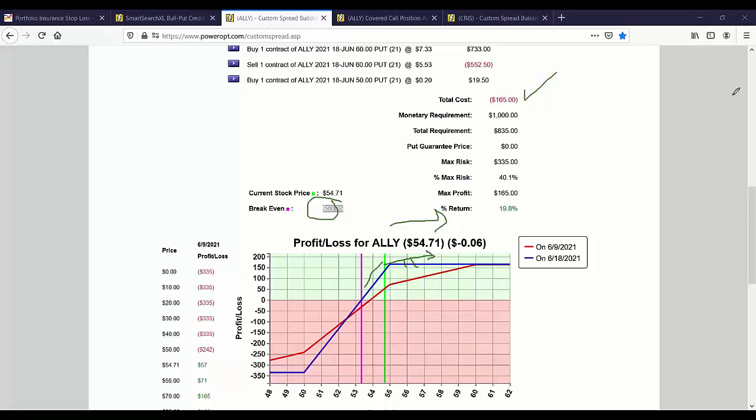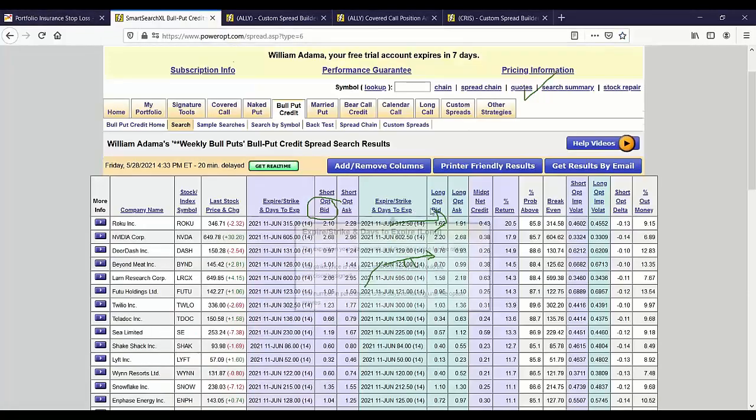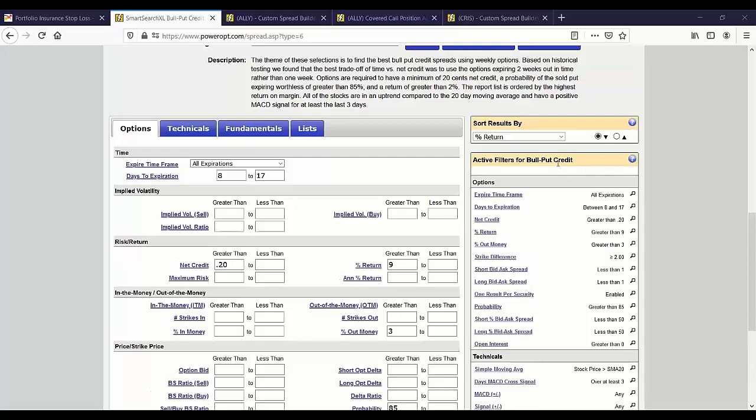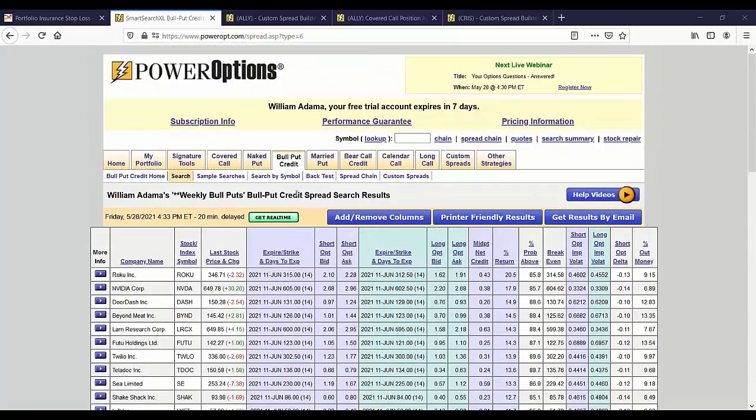And again, that's sort of why the default screens on Power Options can help you, because in all those strategies, we put together what we think are the criteria that are best suited for the strategy stock-wise, option-wise, to be successful on a regular basis.